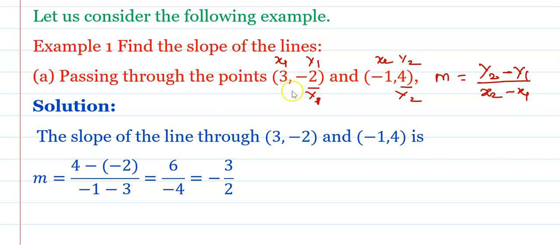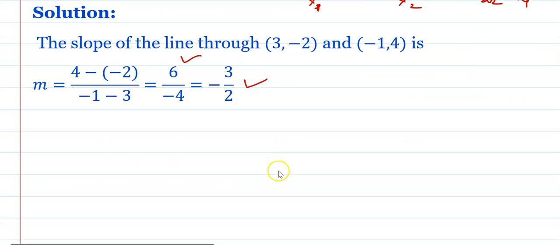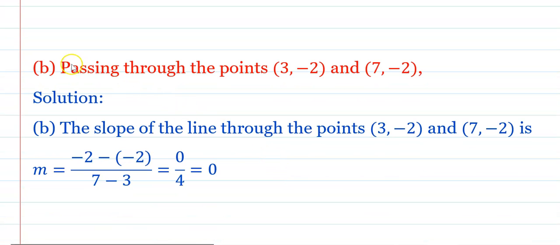Therefore, 4 minus in bracket minus 2. This minus and minus will become plus, 4 plus 2, that is 6. Again minus 1 minus 3 is minus 4, and simplify this. You will get minus 3 by 2. Therefore, the slope of the line passing through the points (3, minus 2) and (minus 1, 4) is minus 3 by 2. Now the next problem.